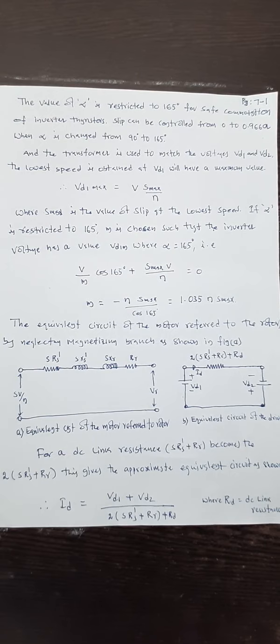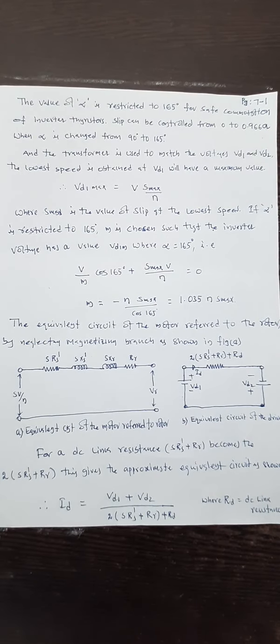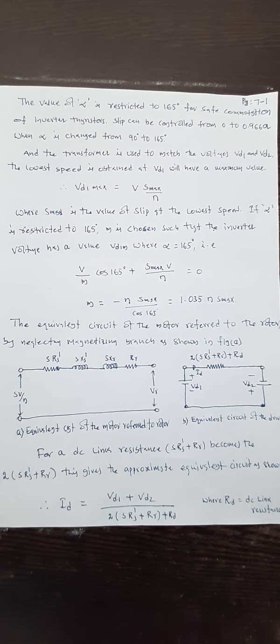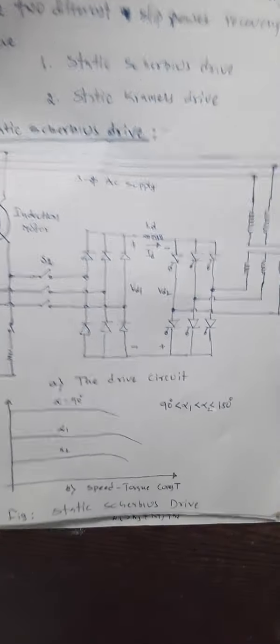Generally, the slip power is collected from the rotor and fed back to the stator, so that a large amount of energy wastage is avoided with the help of this method, and it is more effective. These methods are generally possible in two types of schemes: one is the static Scherbius drive, and another one is the static Kramer drive. In the earlier class we discussed the static Scherbius drive.